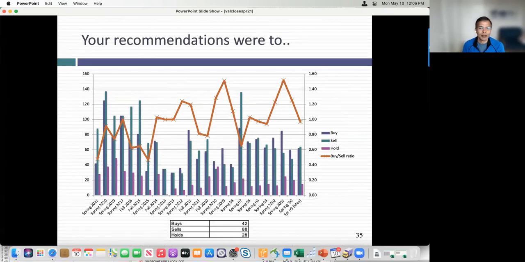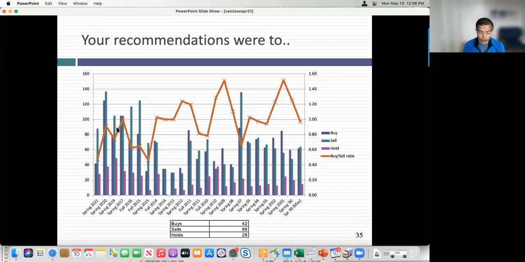So you want to see what you recommended? There were 42 buys in this class. There were 88 sells. And there were 28 holds. More chickens than usual in this class. People saying, I don't feel sure, I don't. But the buy to sell ratio, if you look at it, is actually the lowest number I've seen since spring of 2014.